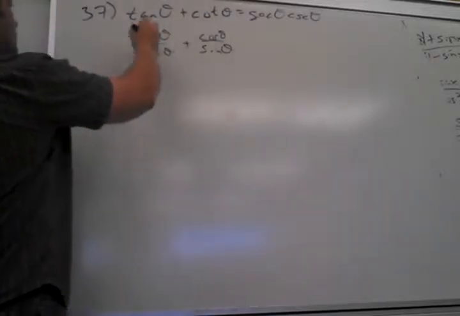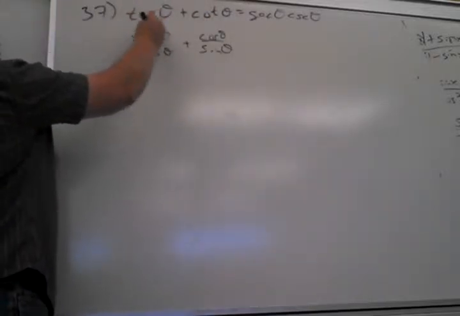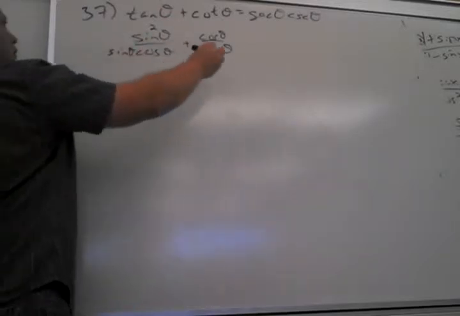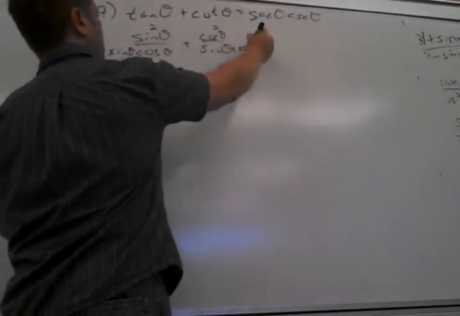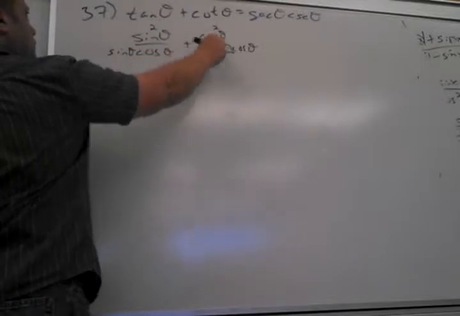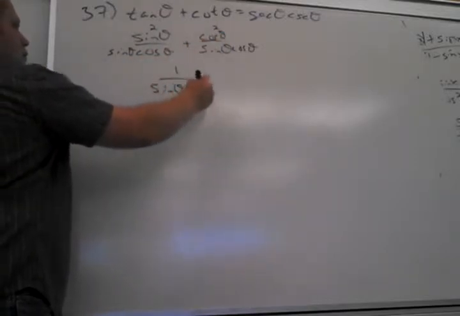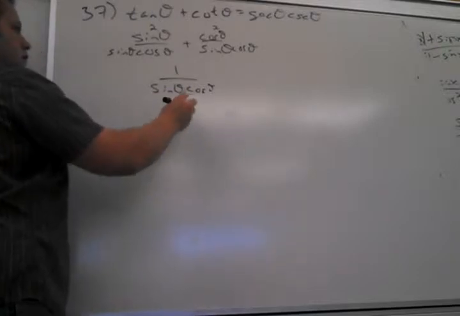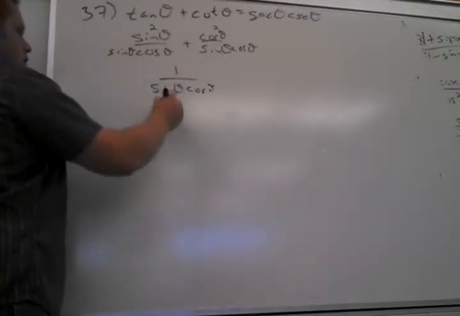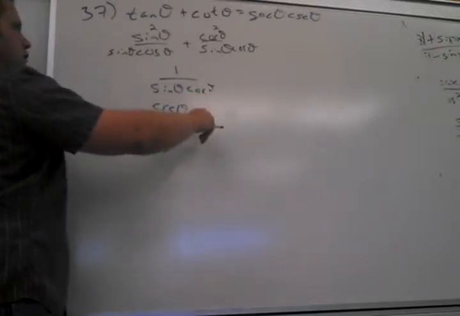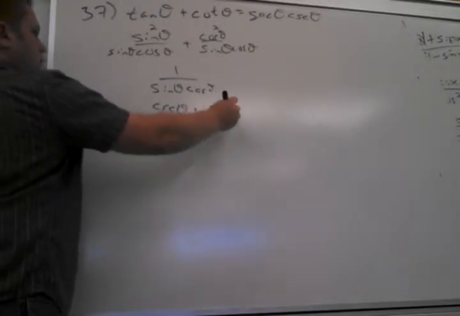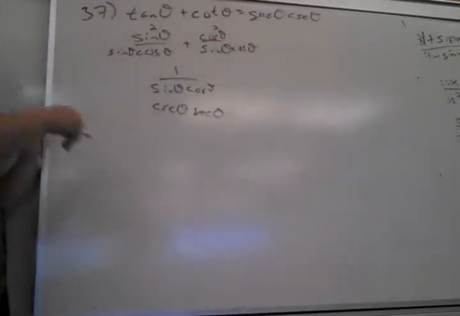So what's this guy needs? Sine. This guy needs cosine. Of course, sine squared plus cosine squared is 1. And what's 1 over sine theta? Cosecant. And what's 1 over cosine? Secant. Are these equal? Yes.